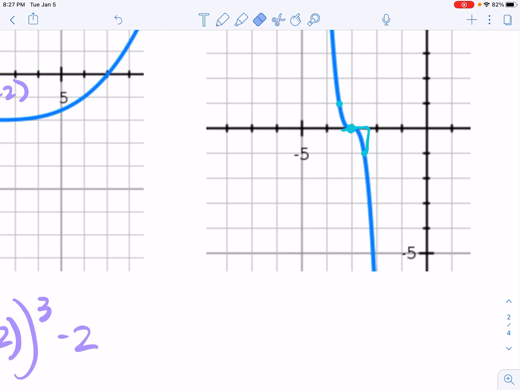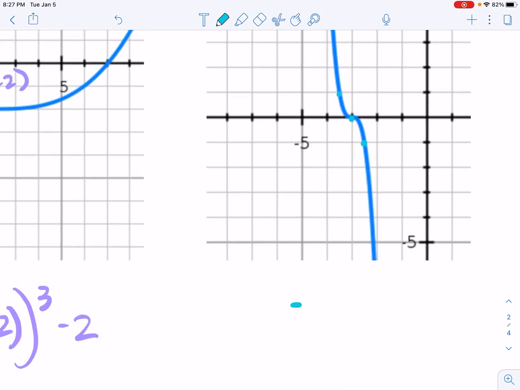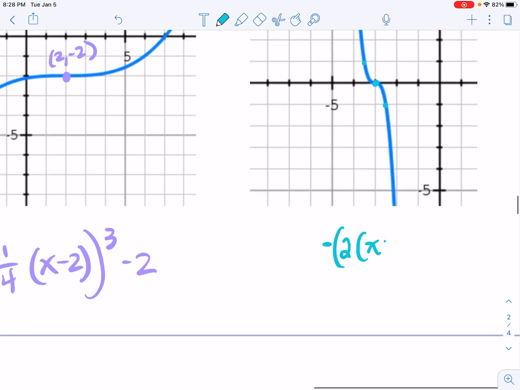So not only has it been compressed, but the direction has also changed. So that means I need to see a negative. And then because it's going right a half, that means there's a 2 there. And then where's the point of inflection? It went left 3. Not up or down any, so just left 3. And there it is. Ta-da!